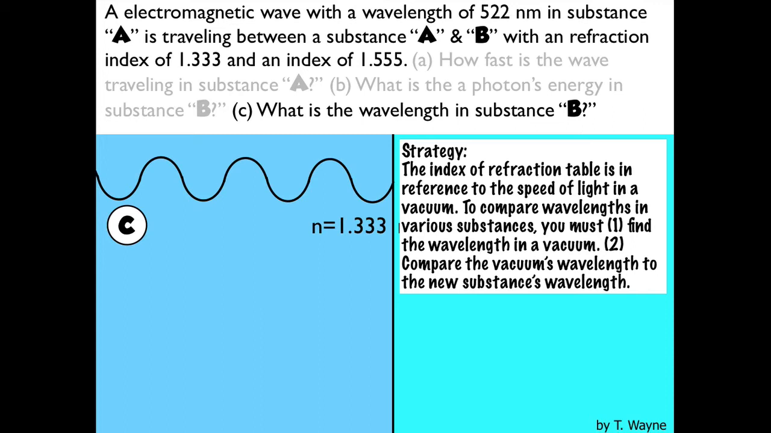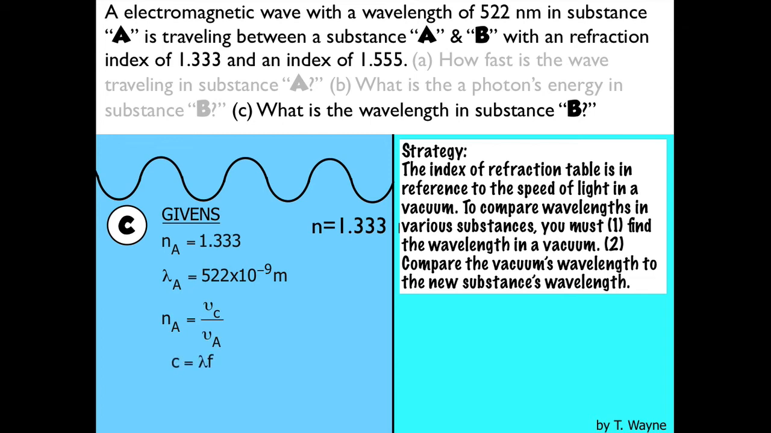To compare the wavelengths in various substances, you must first find the wavelength in a vacuum and then compare that vacuum wavelength to the new substance. So it's not as easy as you might think. It's actually a two-step process. So I've got the index of refraction. I have the wavelength in substance A. Those are given. My first task: the index of refraction is equal to the velocity in a vacuum divided by the velocity in the substance.